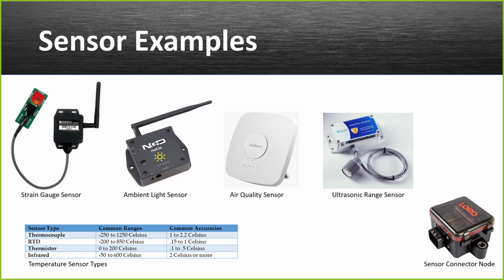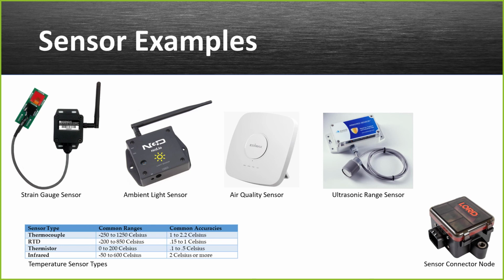And in the lower right, we have a sensor from Lord Technologies, which is actually a sensor connector node. So you can take any traditional sensor that can be wired to the appropriate plug type that you see here, and then this device will wirelessly send back that sensor data to the network so that it can be processed and possible actions can be taken. And then we simply have a table of different temperature sensor types, thermocouples, RTDs, thermistors, infrared, the common ranges and so forth that they have.